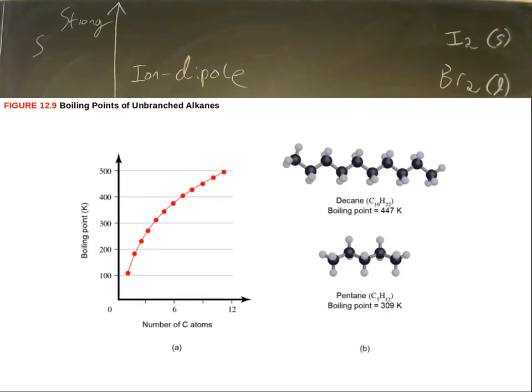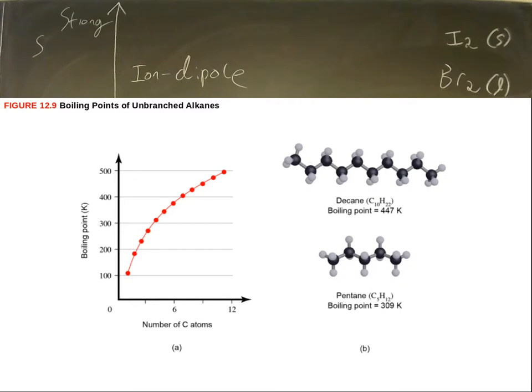C10H22, and the boiling point is almost 500. And so you see that the overall size of the molecule can also have a huge effect on the strength of these dispersion forces. You can think of it as just that the dispersion forces happen on the atomic scale, and so the more atoms you have, the more dispersion forces are able to add up.